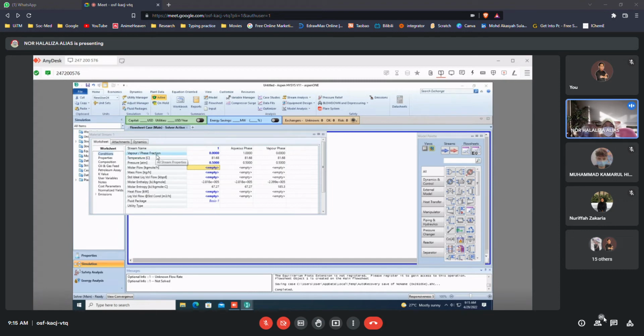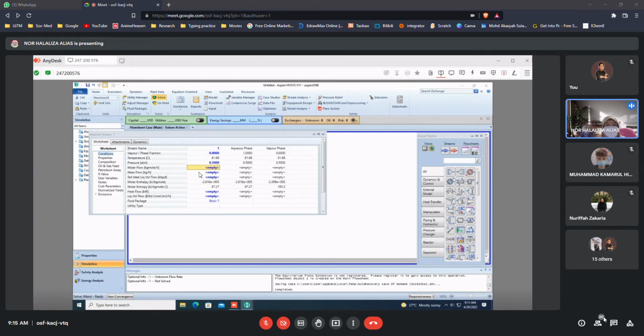Maknanya antara V over F, temperature and pressure you masukkan 2 saja. And then the next yang you kena masukkan adalah molar flow rate or mass flow rate. Okay, so as I mentioned just now, untuk case 1 dengan case 2 ni, walaupun you tak masukkan molar flow rate, dia tak ada effect kepada jawapan. Sebab untuk case ni tapi untuk case lain, molar flow rate ataupun mass flow rate kena masukkan.